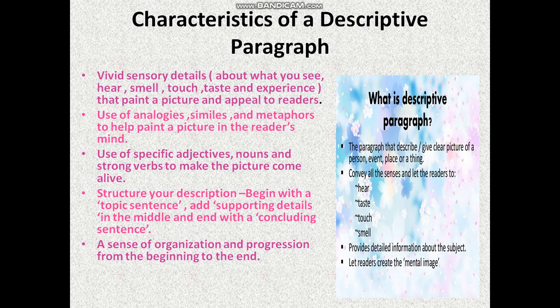And then, most important, like any writing, it should have a structure while we are describing. That means it should have a beginning, a middle and an end. So it should have a topic sentence, supporting details and a concluding sentence. And most important, a sense of organization and progression from beginning to end. Means it should have a coherence of organization. The steps should be clearly visible and should progress along as we are describing, whether it's about a person, a place or an event, so that the interest of the reader is intact.